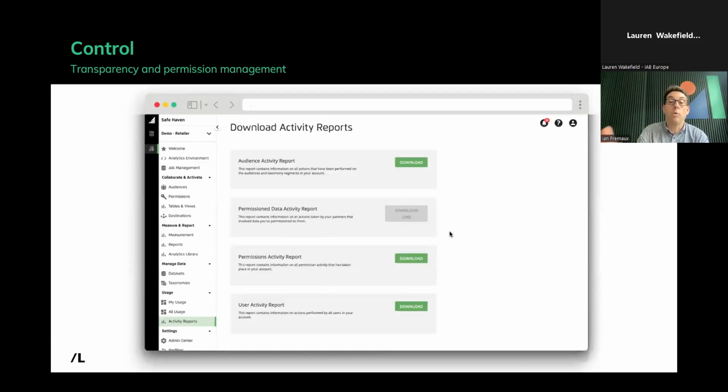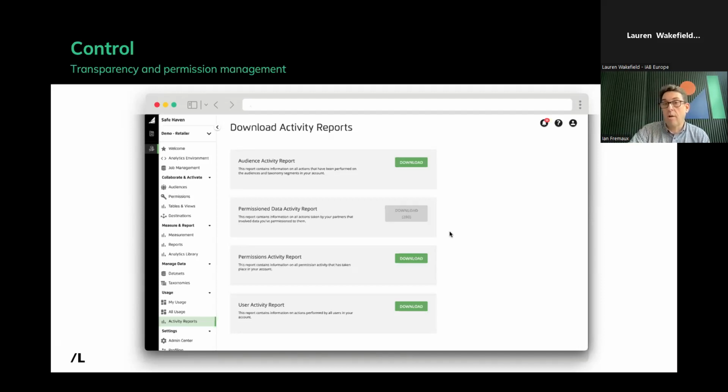So being able to pull reports down to go, okay, I permissioned this segment to this particular partner of mine. I've said they can build a lookalike and activate on Google, for example. Did they actually do that? And if so, how many times did they activate on Google? So control is about transparency, as well as restricting how your data can be used based on what you put in, what agreements you have, and what your objectives are as a business.